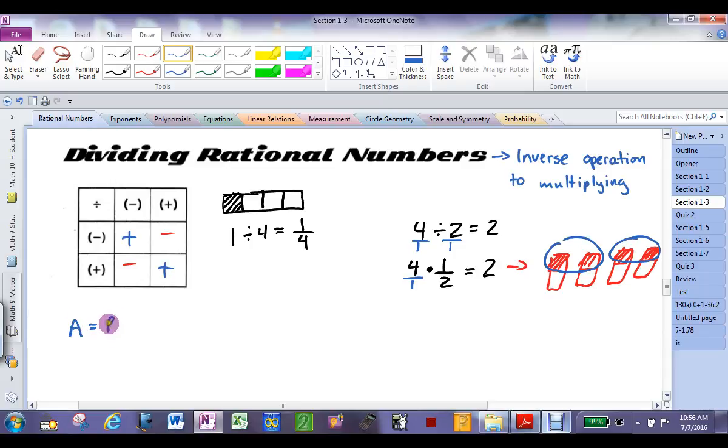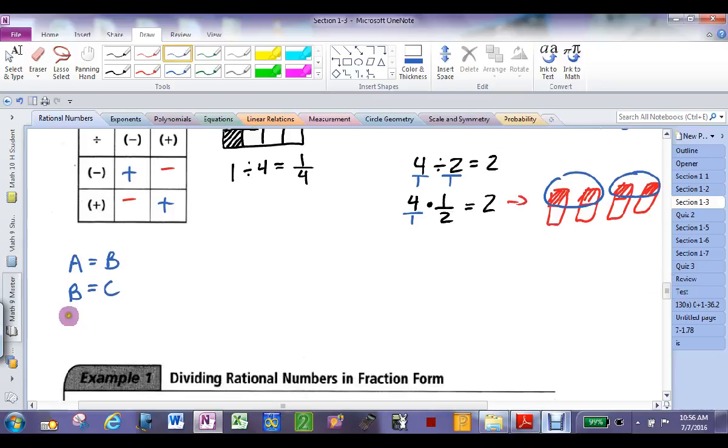A equals B. Anything equals this other thing. Is everybody cool with that? B equals C. So B equals this other thing. What does that mean for A and C? Is the equation C the answer? Nope.